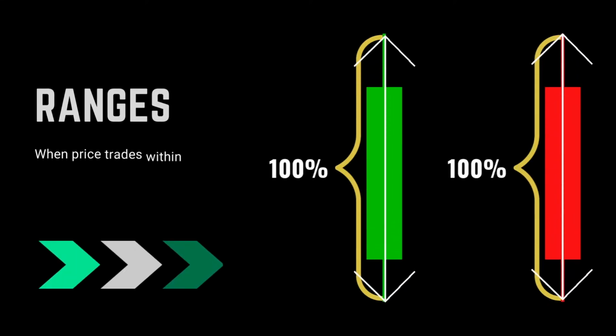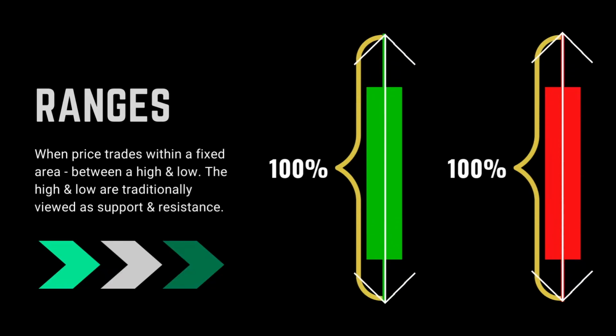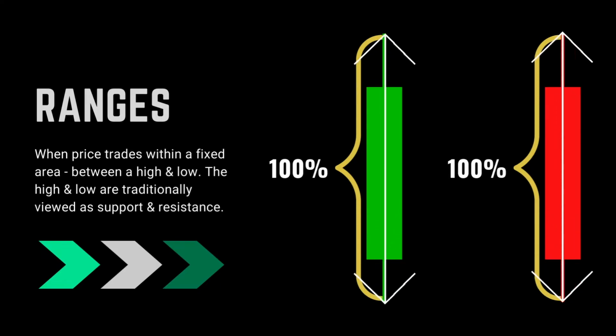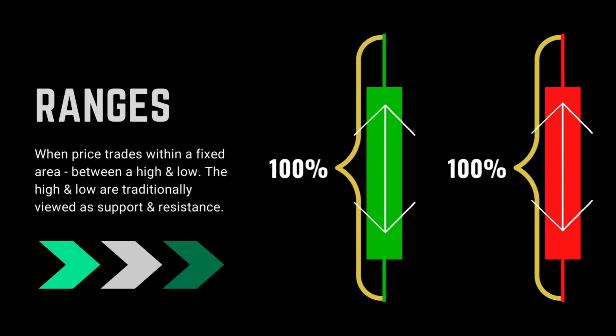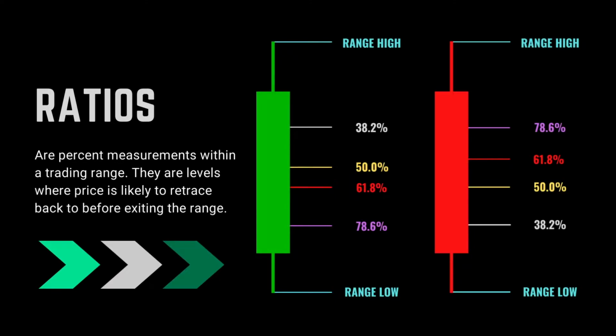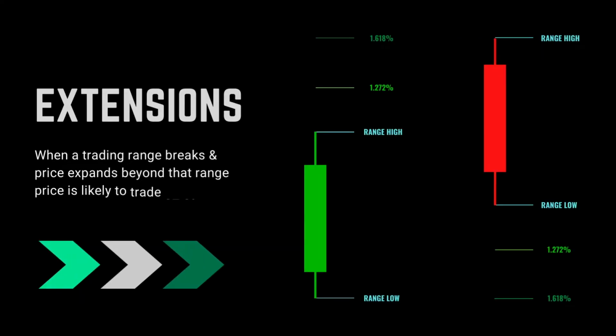A range is created when price makes a high and a low, and then consolidates within that range. Fibonacci ratios and retracements fall between the high and the low of the range. These are areas where price is likely to check back to before exiting the range. Once price establishes support or resistance within the range, it moves outside the range towards the extensions.